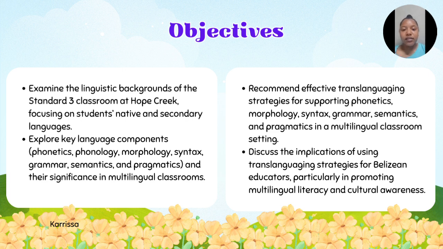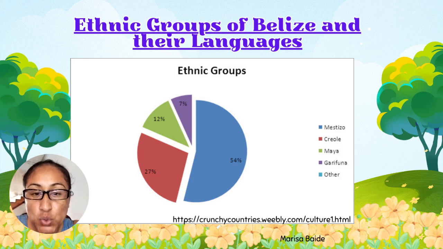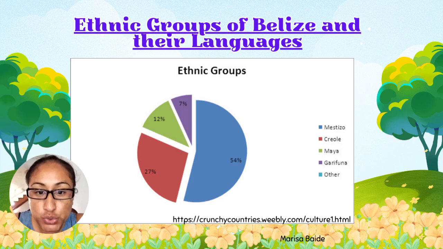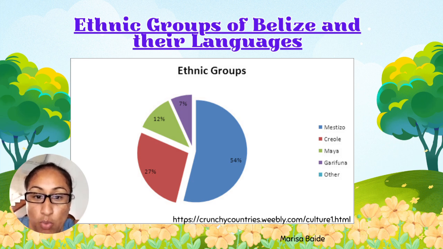Number 4 is to discuss the implications for using translanguaging strategies for Belizean educators, particularly in promoting multilingual and cultural awareness. On this slide, it shows a visual representation in the form of a pie chart, specifically relating to the ethnic groups of Belize. This pie chart shows that the Mestizos take up the majority in our country at a whopping 54%, followed by the Creoles at 27%, then the Mayas at 12%, and the Garifuna at 7%.